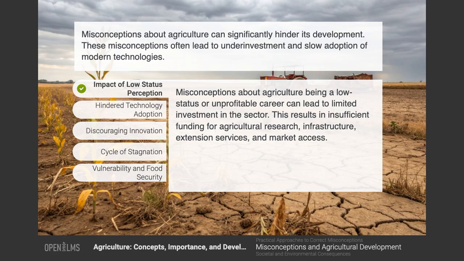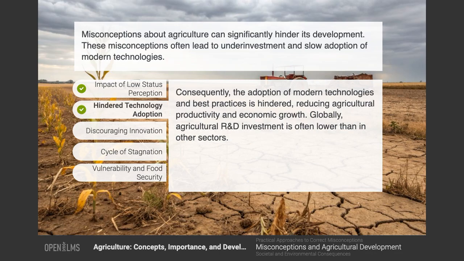Misconceptions about agriculture being a low-status or unprofitable career can lead to limited investment in the sector. This results in insufficient funding for agricultural research, infrastructure, extension services, and market access. Consequently, the adoption of modern technologies and best practices is hindered, reducing agricultural productivity and economic growth. Globally, agricultural R&D investment is often lower than in other sectors.